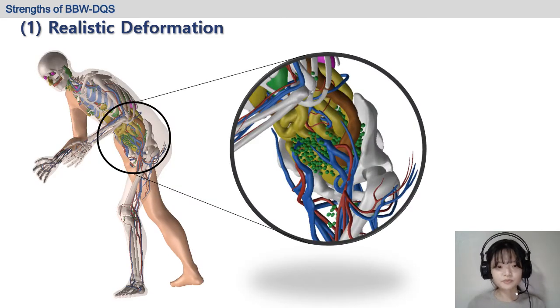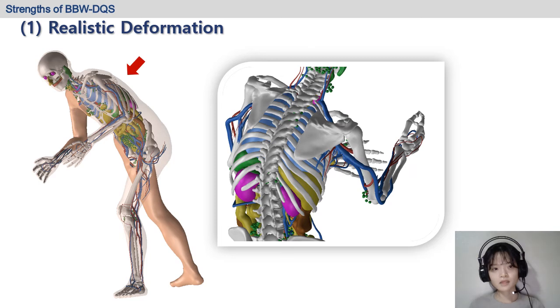And this picture shows a close look at the internal organs in the stomach area. You can see that although it's a pretty complex structure, it is all well deformed, and even in the joint area here, the vessels were naturally deformed according to the bone movements. And this picture here shows the backbone of the phantom, and you can see that the backbone was all very naturally deformed.